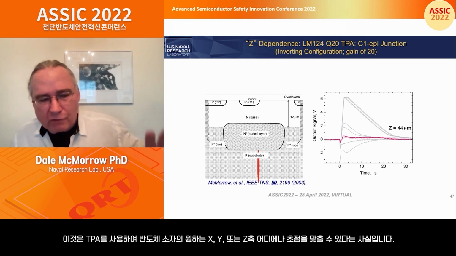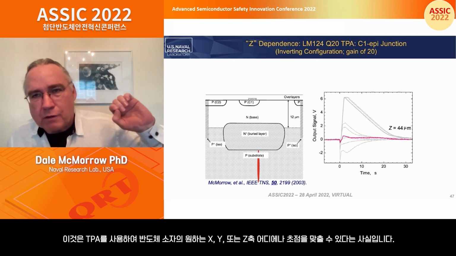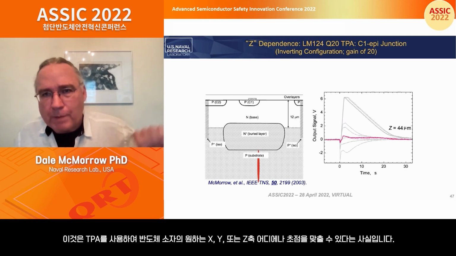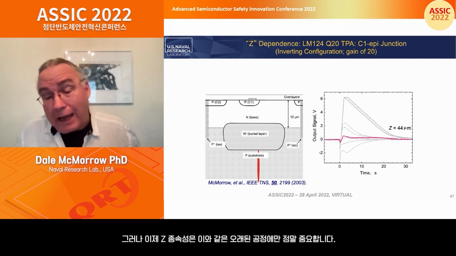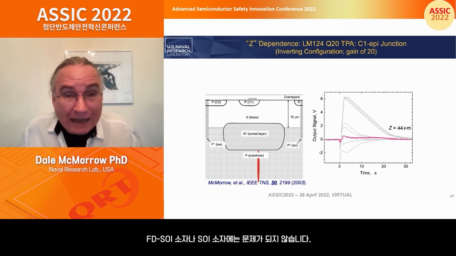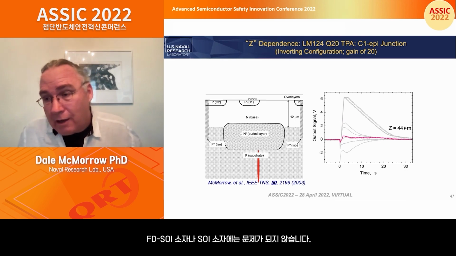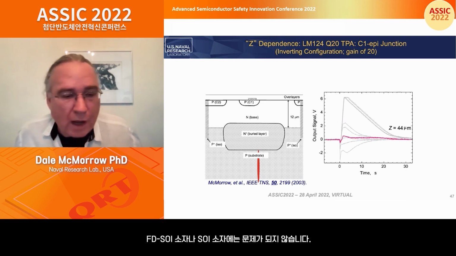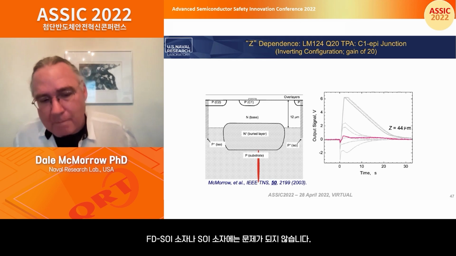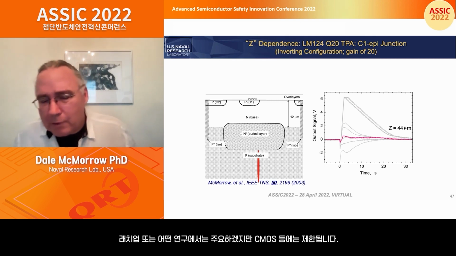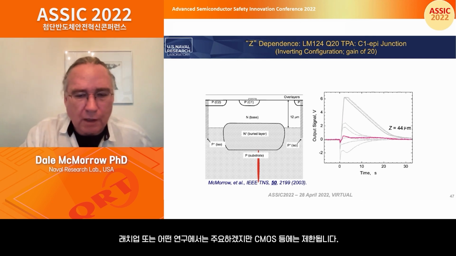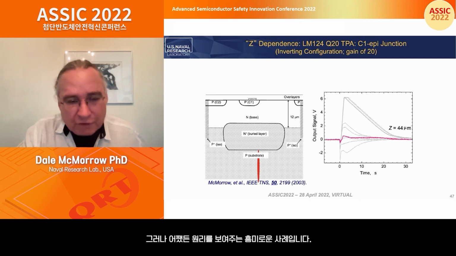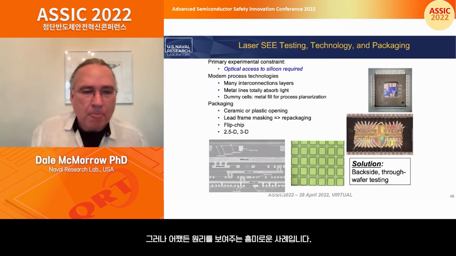But what it illustrates is the fact that with two photon absorption, you can focus your spot anywhere in the device you want, X, Y, or Z. Now, the Z dependence is really only important for older technologies like this. It's not going to do you any good in, say, a fully depleted SOI device, or any SOI device for that matter. It's going to be of limited value for bulk CMOS, except it might be important in latch-up studies or something like that. But anyway, it's an interesting example that illustrates the principle.